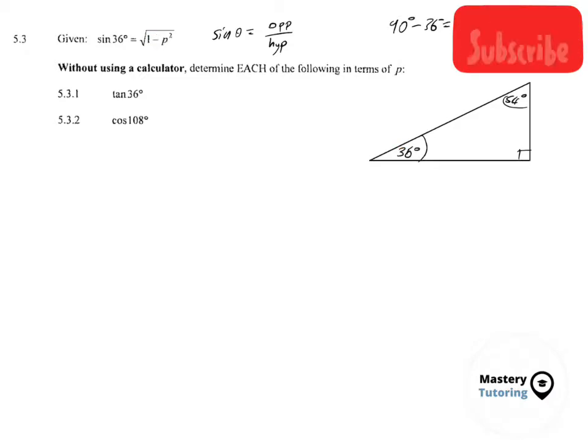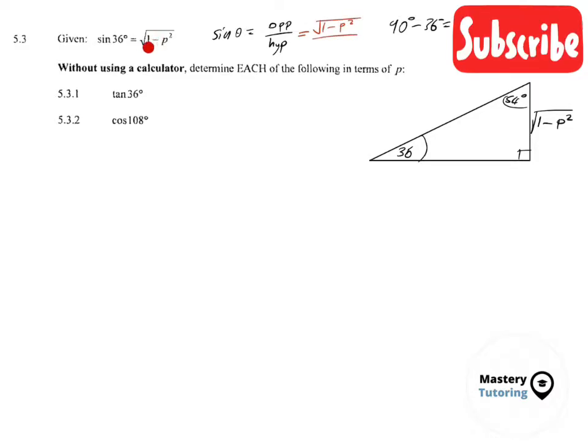My opposite is going to be the square root of 1 minus p squared. This is the same as the opposite being the square root of 1 minus p squared over 1, because p is not in the form of a fraction, which means the denominator here is 1. So you can just put 1 here. This 1 corresponds with my hypotenuse, so my hypotenuse is actually 1. I'll put a 1 there.